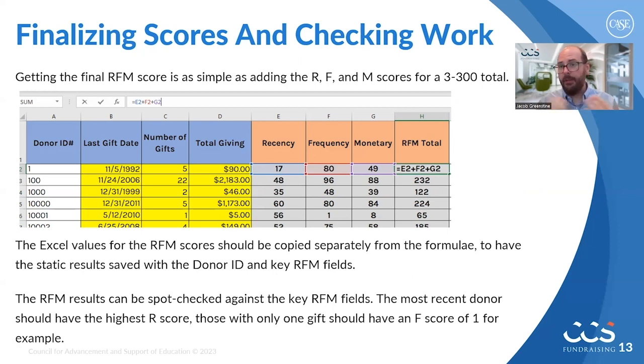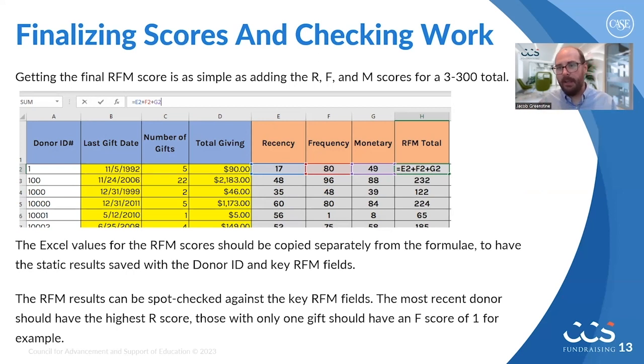The other thing is you should spot check this RFM score to make sure it makes sense and that you've got that formula right. So for instance, some simple checks you can do. The most recent gift, last gift date, should have the highest R score. If someone has one gift, they should have a 1 for an F score. Right, your largest donor of all time, they should have a 100 for that M score.